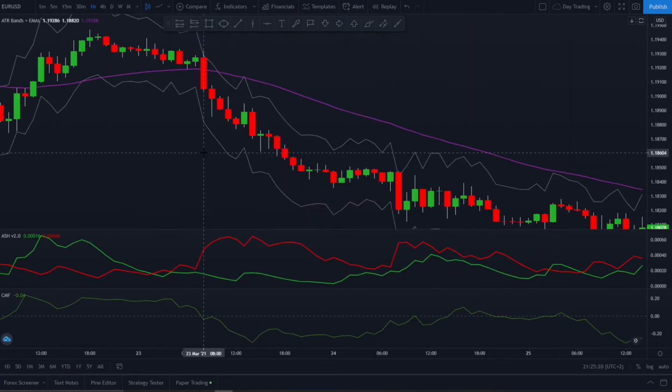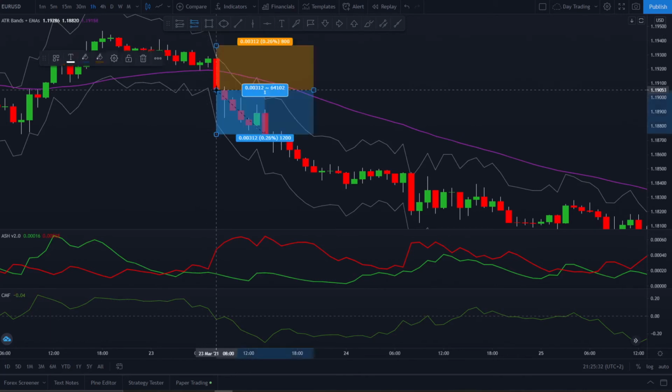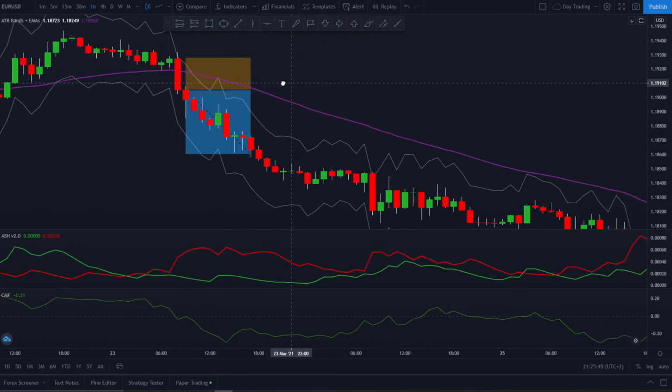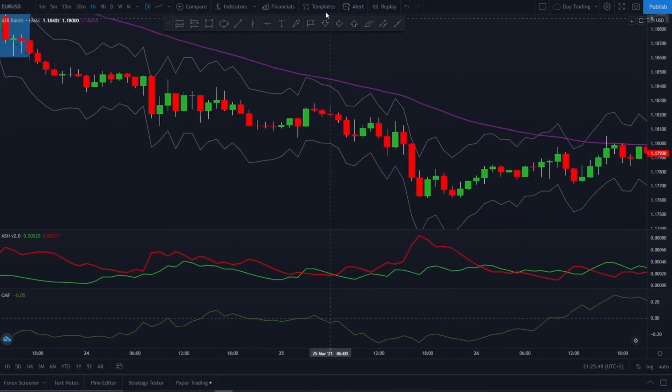Let's see examples for short trades. Here the price crossed below the 50 EMA, ASH is red, and Chaikin is below 0. That is a valid signal. Here is another trade.